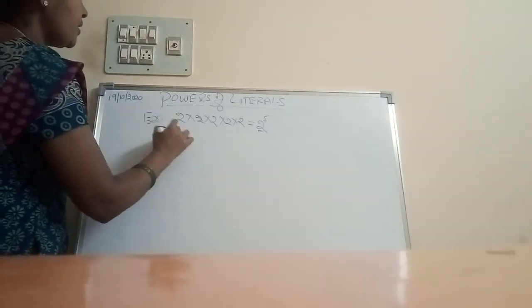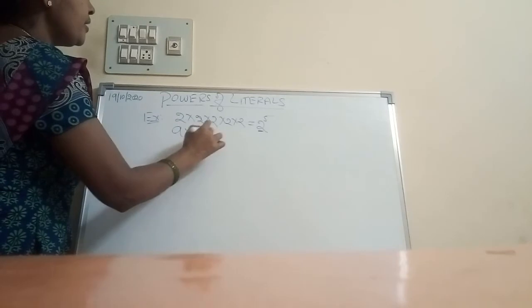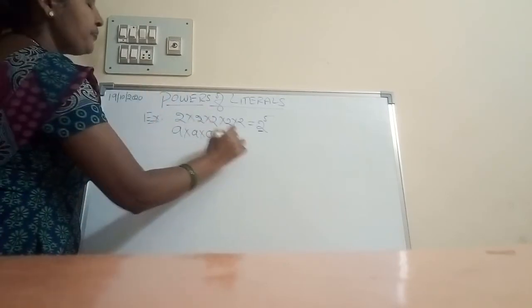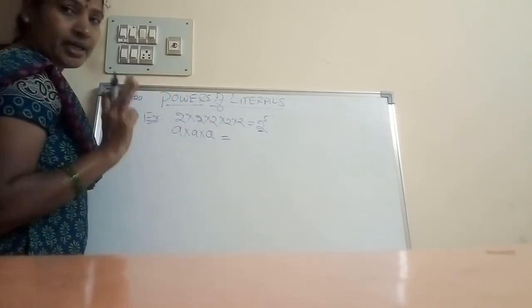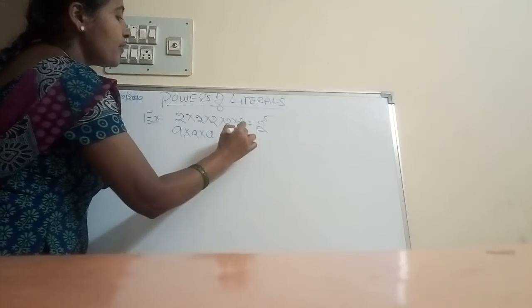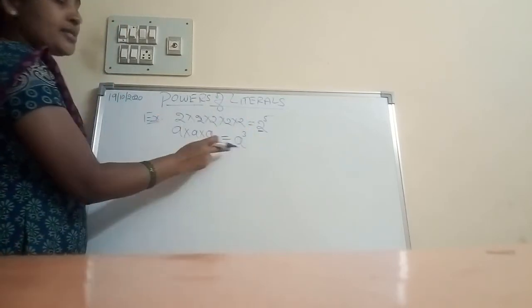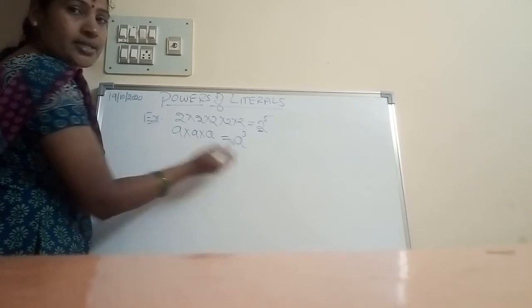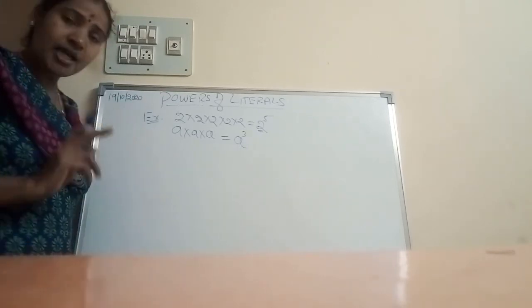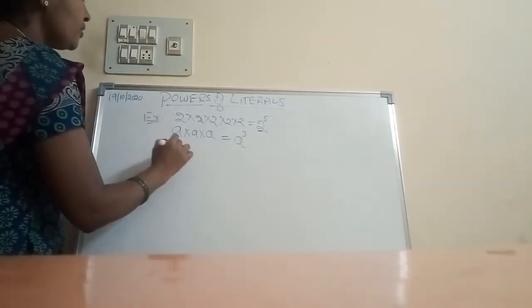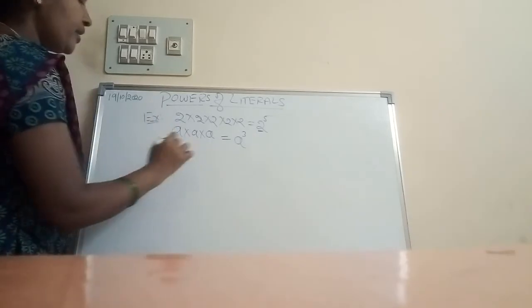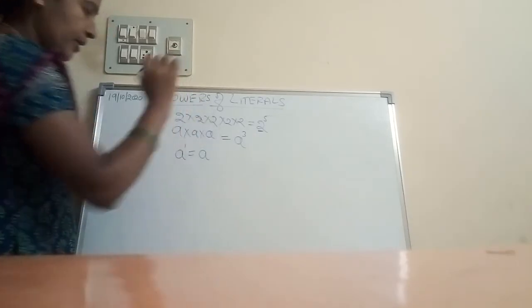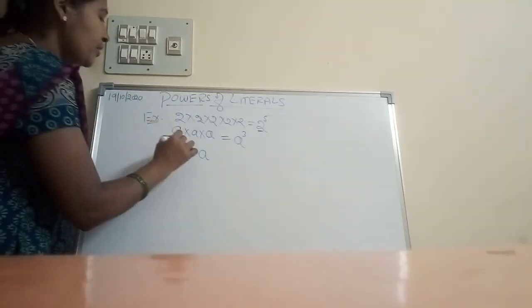Another example: a into a into a. Let me write 3 times. A has repeated 3 times. So a power 3. How many times it has repeated, you have to write in the power, and this a is known as a base. I hope you have understood, children. Now let me write a power 1. A power 1, the value is a only, meaning a has repeated only one time.